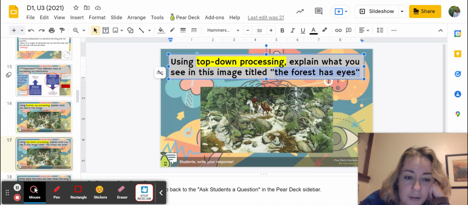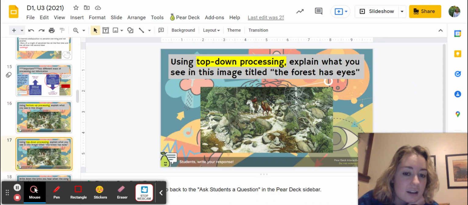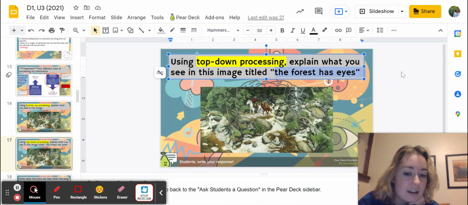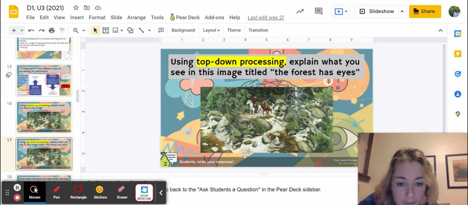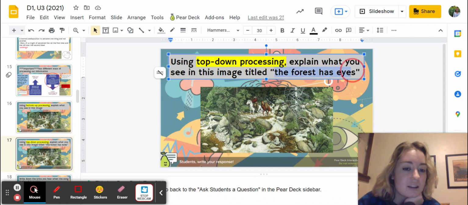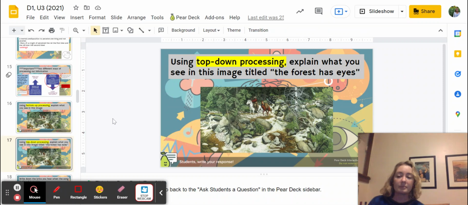If I were using top down processing to explain this image, I'd be looking at the title. Oh, the forest has eyes, right? I didn't tell you the title when I asked you this time. The title here is The Forest Has Eyes. So now I have a mental set, or a perceptual set, to think about eyes. I'm going to be looking for things about eyes. Okay, ooh, this is a face. I see one face, two face, three, four, all these faces, right? And that's because I was primed with this idea that the forest has eyes. So I'm looking for them.